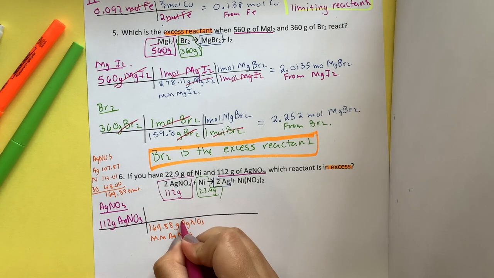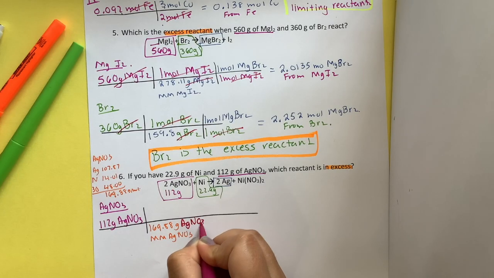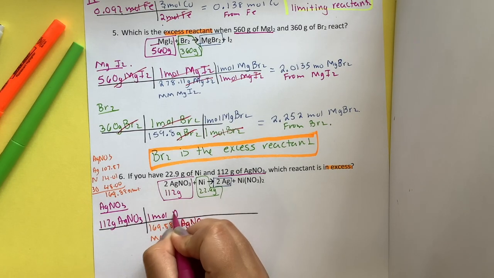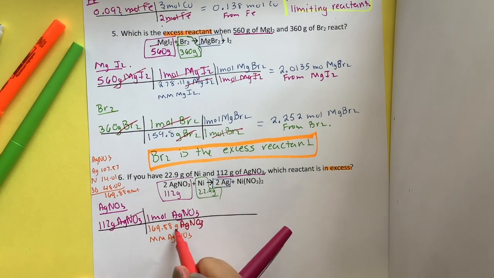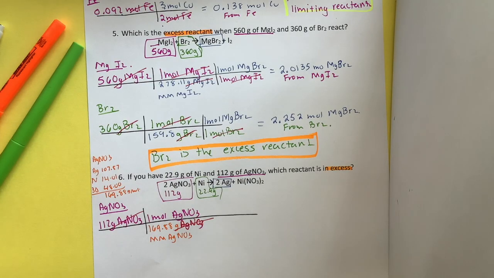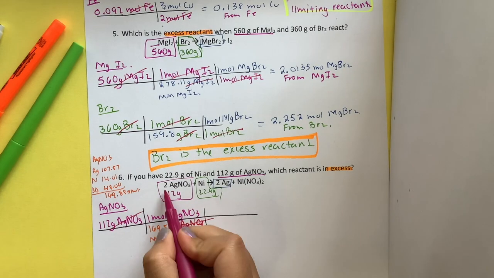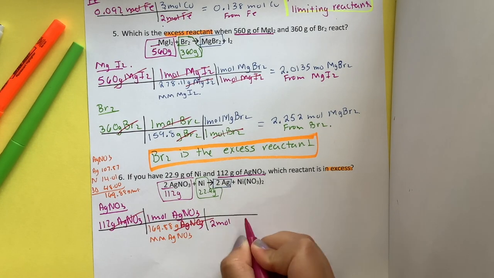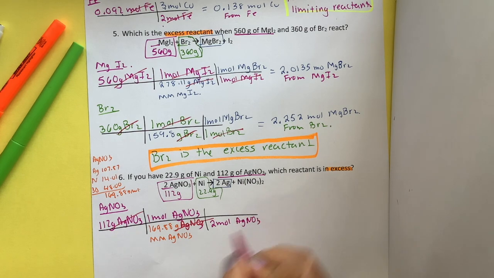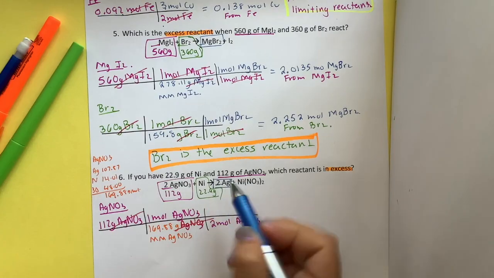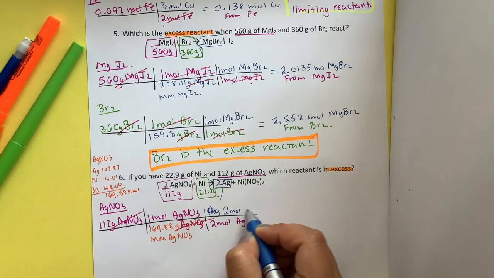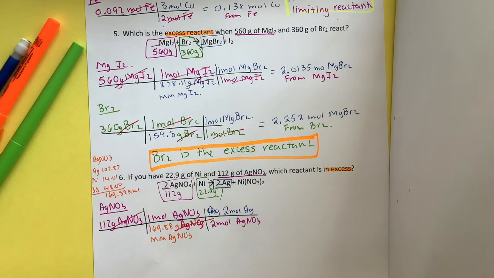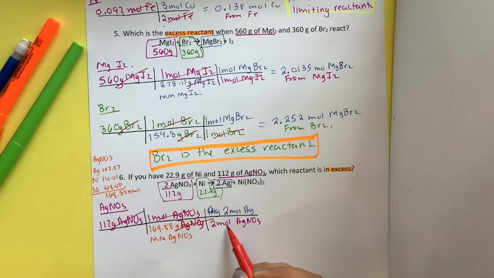for every 1 mole of silver nitrate. Like this, the grams get canceled out. Now that I'm in moles, I can look at my balanced equation for the mole ratio. So according to the mole ratio, I have 2 moles of AgNO3 for every 2 moles of my product, for every 2 moles of Ag. Again, the moles of my reactant get canceled out.